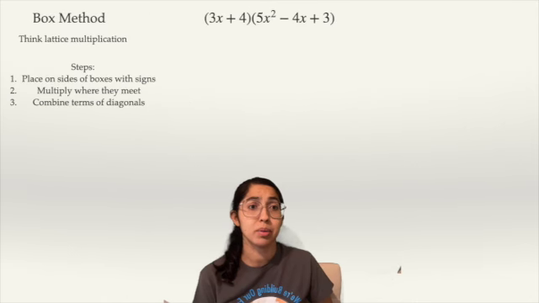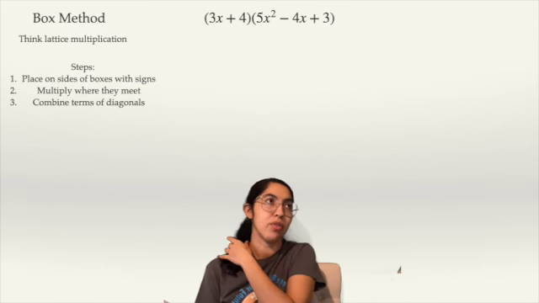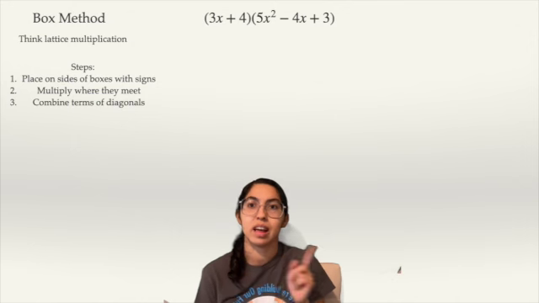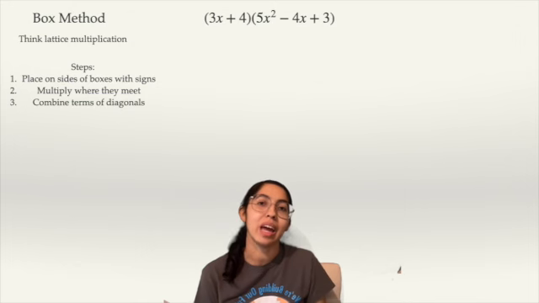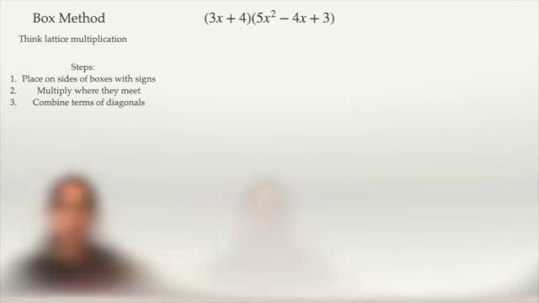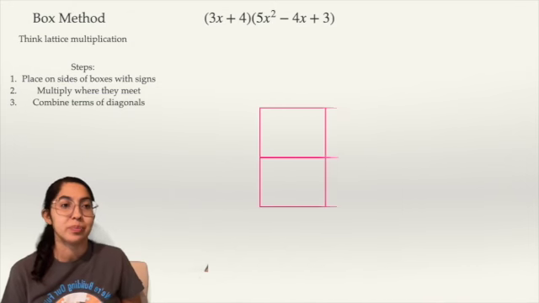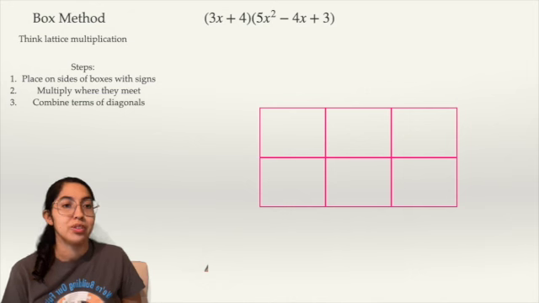Okay, so same problem, but now we're going to do the box method. If you've ever done lattice multiplication, this is exactly what that is. So this may make sense to some of you. It may not make any sense to some of you, and that's okay. Choose the method that works for you. So we will draw a box out.